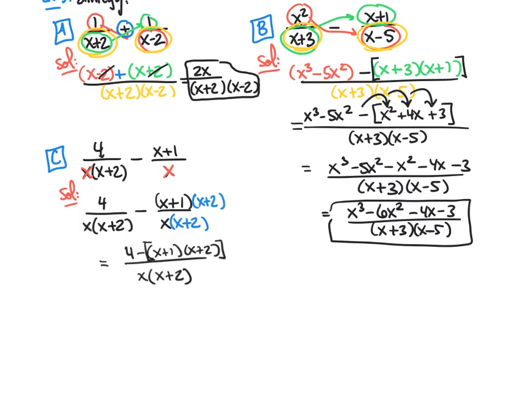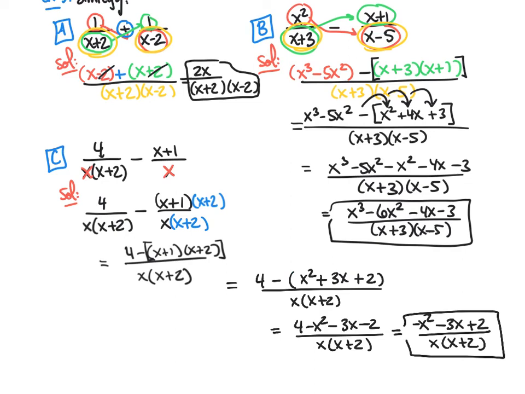I'm going to pause the video and finish this example. So we end up with the final answer here of minus x squared minus 3x plus 2 over x times x plus 2. Notice that we like to write things in decreasing order of the powers. That's just a conventional thing.